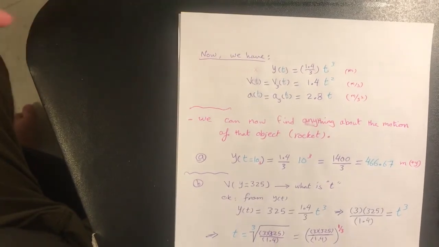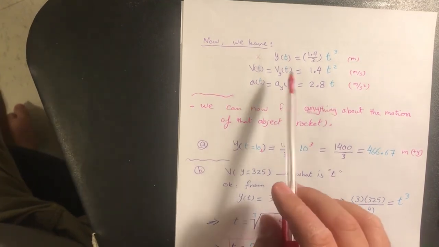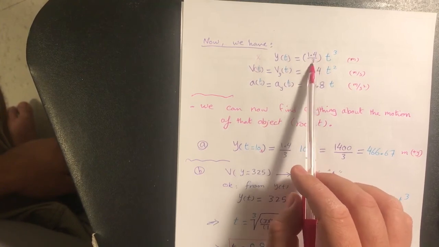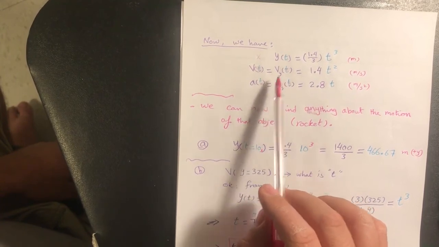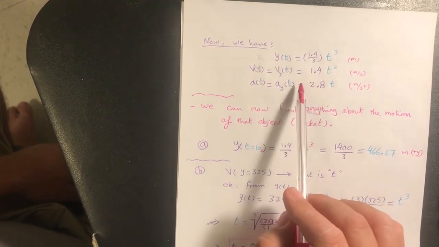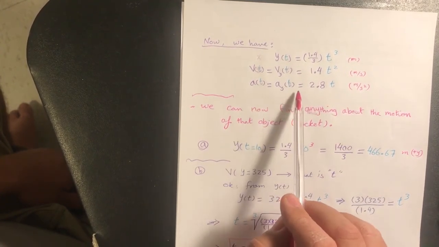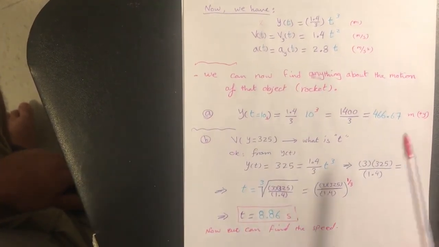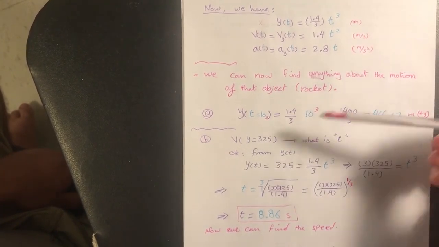Now let us find the required parts. Now we have y as a function of t equal to 1.4 over 3 t cubed in meters. The speed function in y direction is equal to 1.4 t squared meters per second, and the acceleration function also in y direction is 2.8 t meter per square second. We can find the velocity, the position, and the acceleration at any time, at any point.